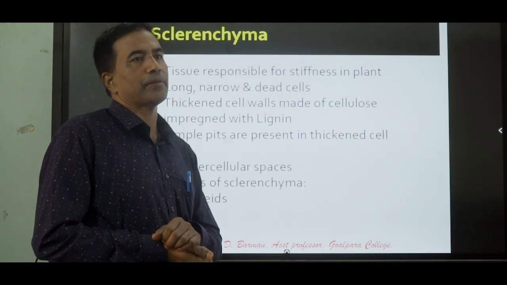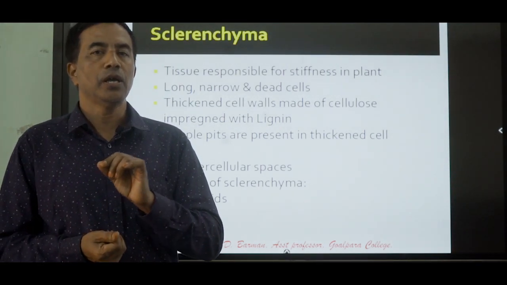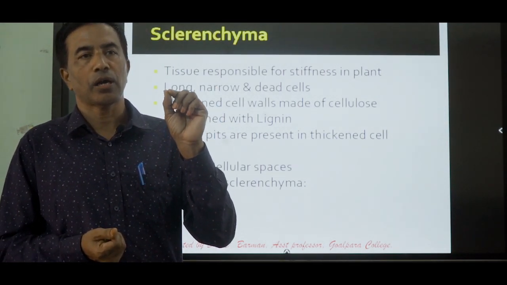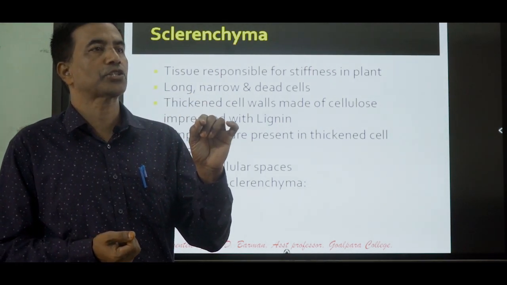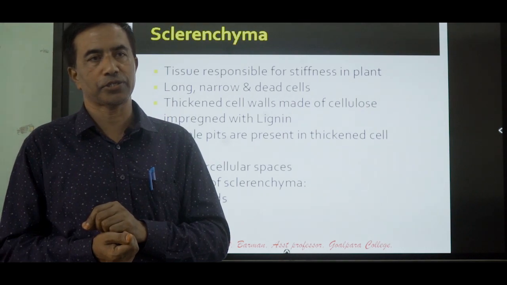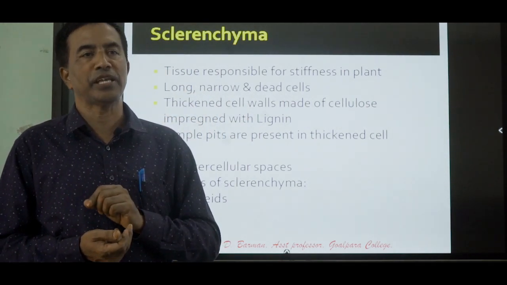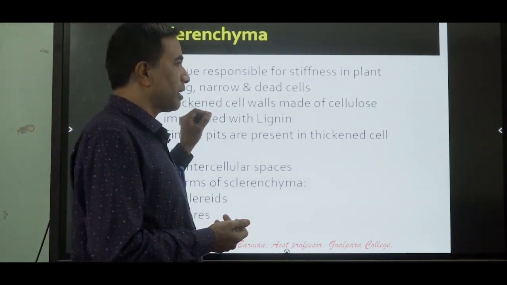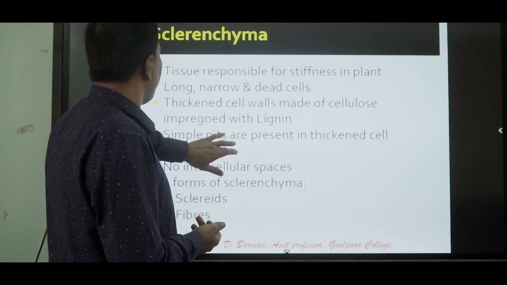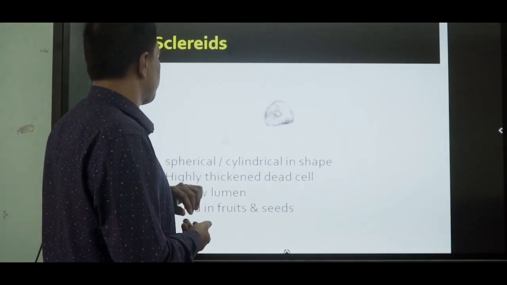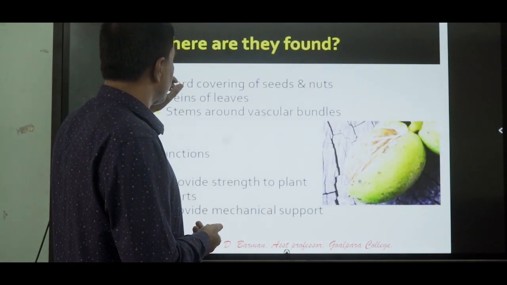Next is the sclerenchyma. Sclerenchyma is the dead, simple, permanent tissue. Parenchyma and collenchyma are living, but sclerenchyma is dead tissue. And it is hard due to the presence of lignin. Its main function is to provide mechanical strength or tensile strength.